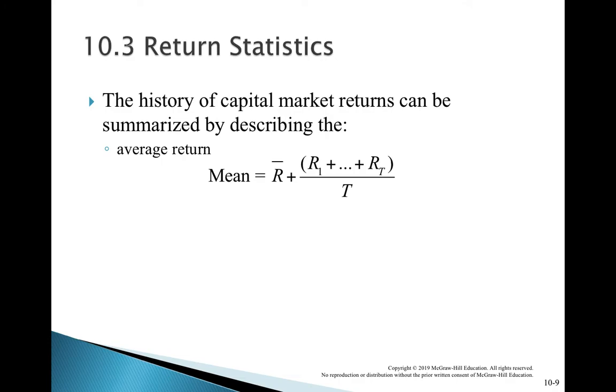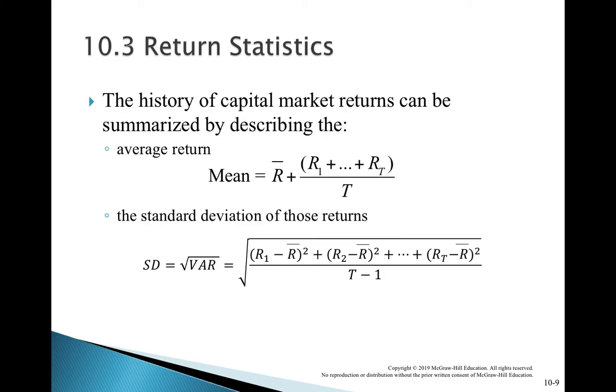How to measure them? The return we normally take as the mean return, the average return of the stock. There is a small mistake here. Make it correct, please: mean return is equal to R bar, not plus. R bar is nothing but the mean return or average return. That is equal to R1 plus R2 plus R3 plus R4, up to RT, divided by T number of years. So R bar, the average return, is equal to the returns of the different years added, divided by the number of years.